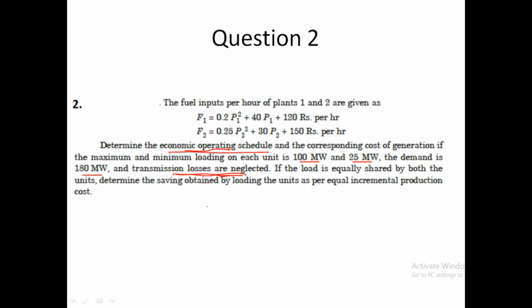Now we have to employ the equation. If the losses are neglected, what is the condition for optimum economic operating schedule? Incremental cost of each unit is the same, and it is equal to the Lagrangian multiplier. That means we have to find dF1 by dP1 and dF2 by dP2, and equate them. Also we know that demand is 180, which means P1 plus P2 equal to 180.